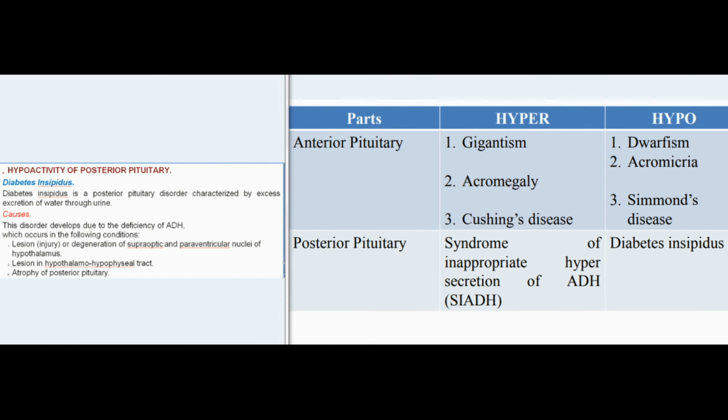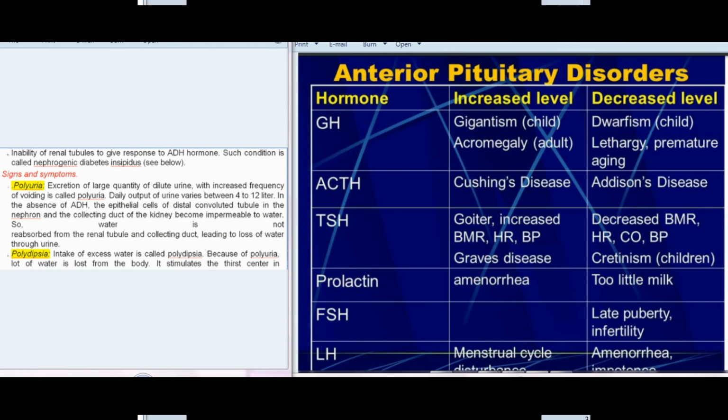Hypoactivity of posterior pituitary. Diabetes insipidus. Diabetes insipidus is a posterior pituitary disorder characterized by excess excretion of water through urine. Causes. This disorder develops due to the deficiency of ADH, which occurs in the following conditions: lesion, injury, or degeneration of supraoptic and paraventricular nuclei of hypothalamus. Lesion in hypothalamo-hypophyseal tract. Atrophy of posterior pituitary. Inability of renal tubules to give response to ADH hormone. Such condition is called nephrogenic diabetes insipidus, see below.